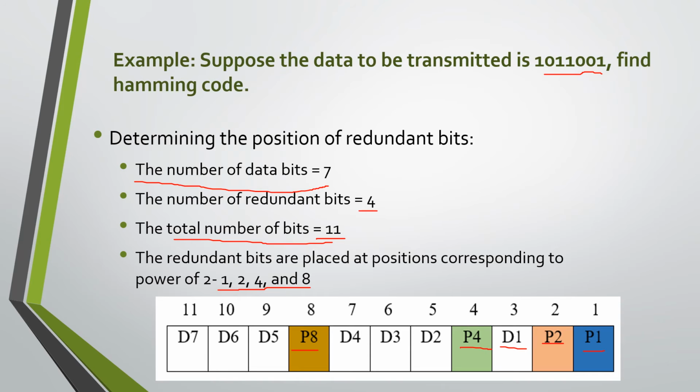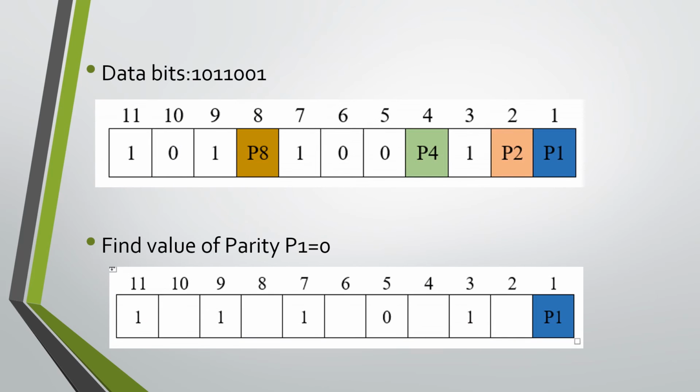Then take the values in those positions. We find it this way. When these data bits are inserted in that form, the value becomes 1, 0, 1, then 1, 0, 0 and 1. In that case, ignore the parity bits and add the data bits as they are. Then from the next step, we want to calculate the values of the parity bits, like P1, P2, P4 and P8.